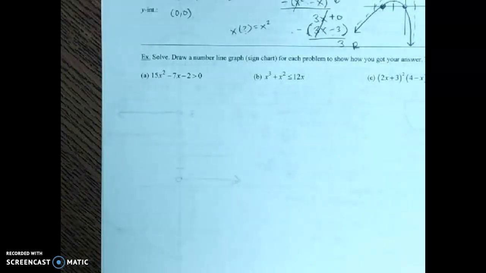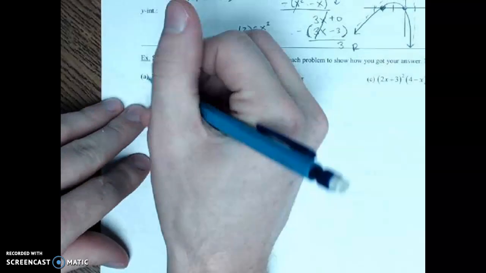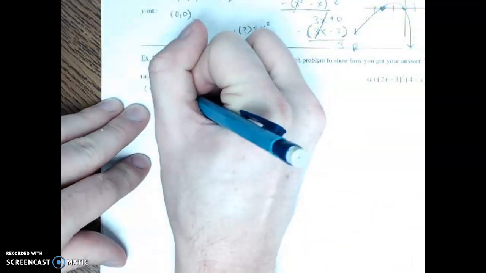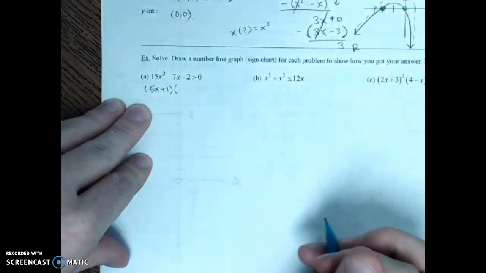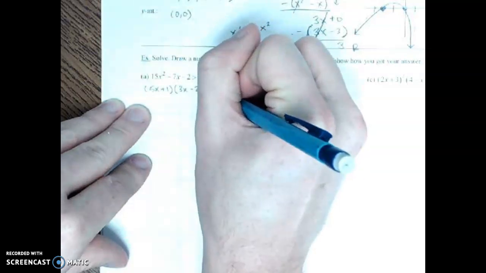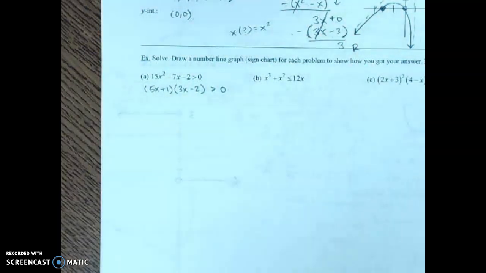The second thing would be to factor, right? So let us factor this one. Here it's going to be 5x plus 1. And then I think it's going to have to be a 3x minus 2. So factor, remember, always check to see if you factored it correctly.